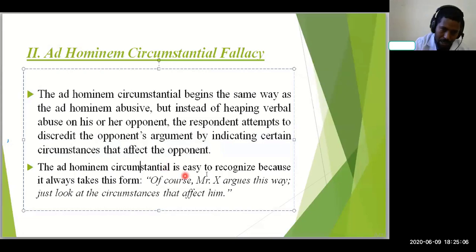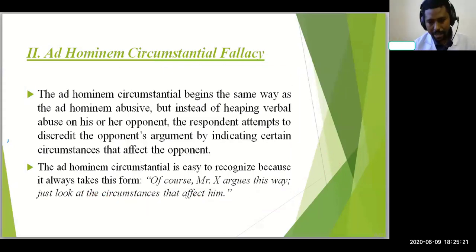The ad hominem circumstantial is easy to recognize because it always takes this form: of course, Mr. X argues this way, just look at the circumstances that affect him. You see, Mr. X argues in a certain way in a certain circumstance, because that circumstance will affect him either positively or negatively, based on the intention of the arguer. I may say negatively. The reason Mr. X argues that way is that if he did not argue that way, it may affect him negatively.